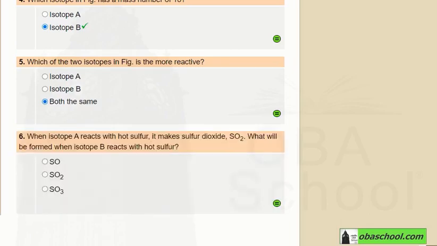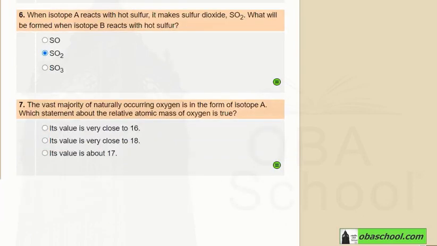Now, when isotope A reacts with hot sulfur, it makes sulfur dioxide, SO2. What will be formed when isotope B reacts with hot sulfur? So we just mentioned that the reactivity of isotopes of the same element is exactly the same. And this means that they will undergo exactly the same chemical reaction. So whether A or B reacts with hot sulfur, they will produce sulfur dioxide, SO2.